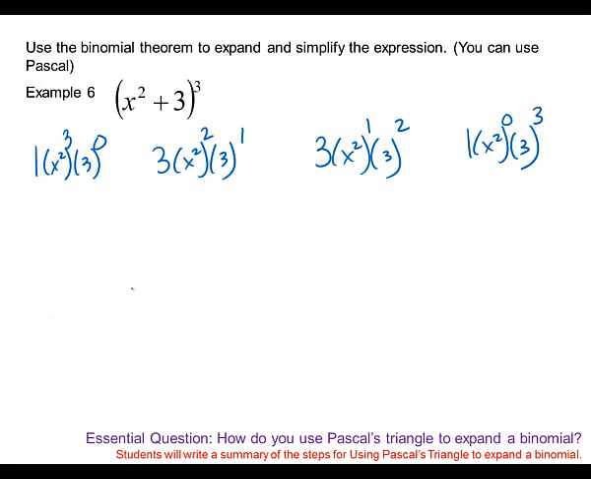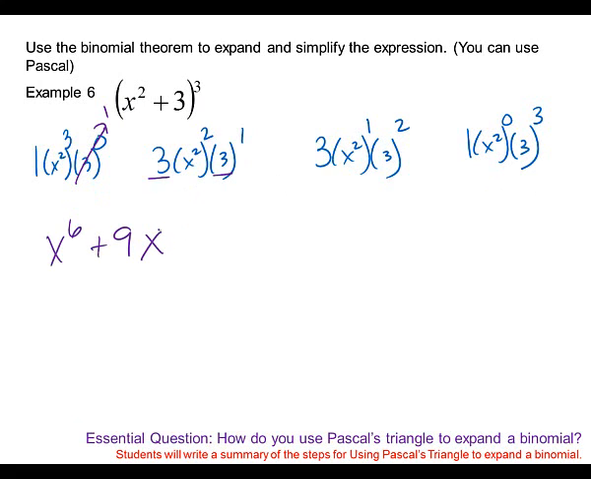Okay, let's start simplifying. So I know that 3 to the 0 goes to 1. My coefficient's going to be 1. Remember, what do we do with our exponents when we have a power to a power? Multiply. So we get x to the 6. And notice I leave a gap of space in there because I might need some scratch work in there. Okay? All right. Oh, I need to know what 3 times 3 is. What's 3 times 3? 9.